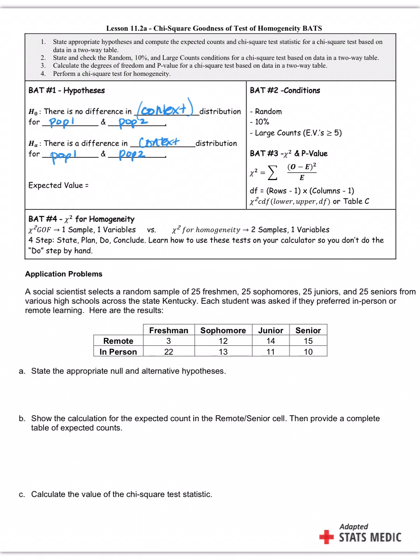Alrighty. Expected value for a short reference, here it is: row total times column total, all over the table total.